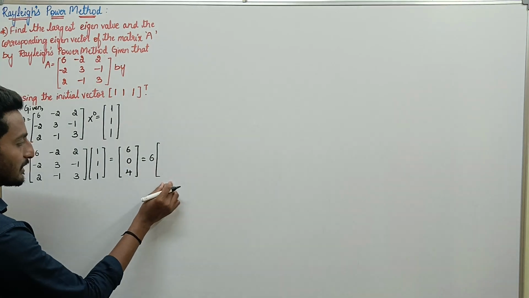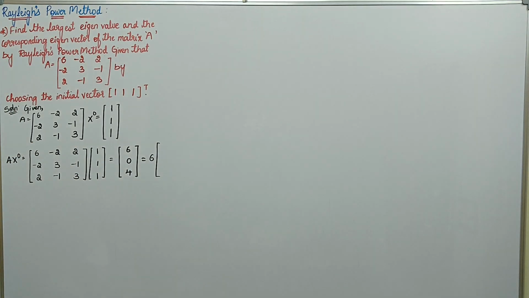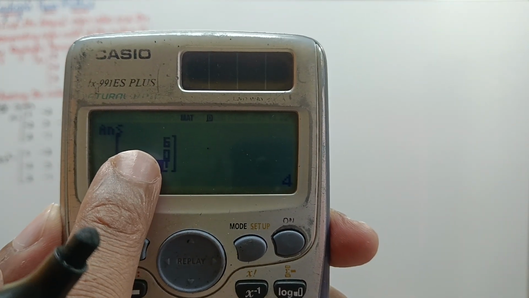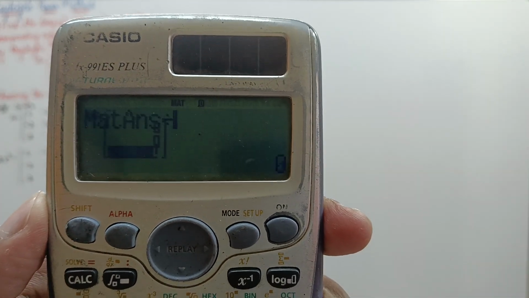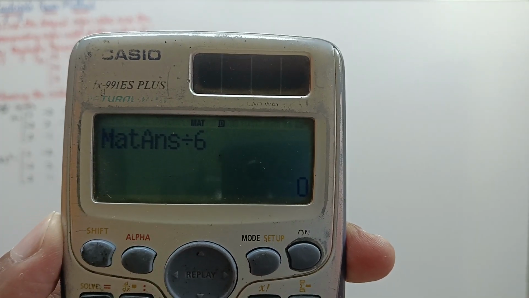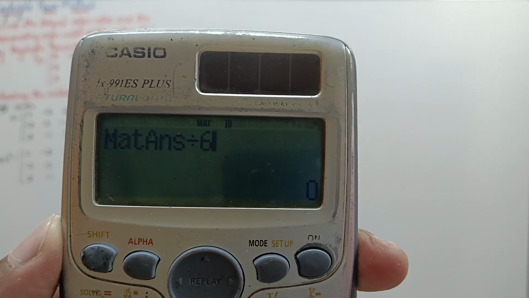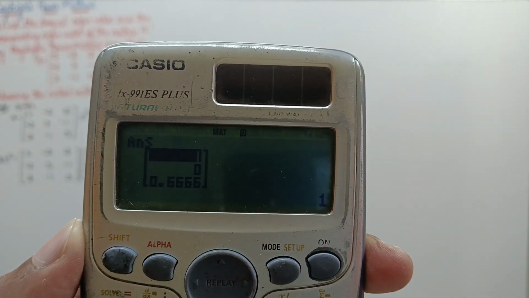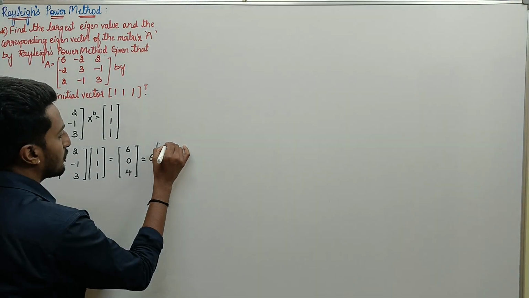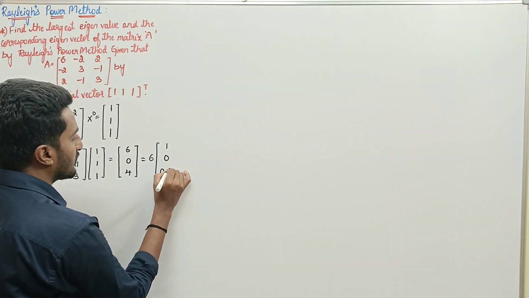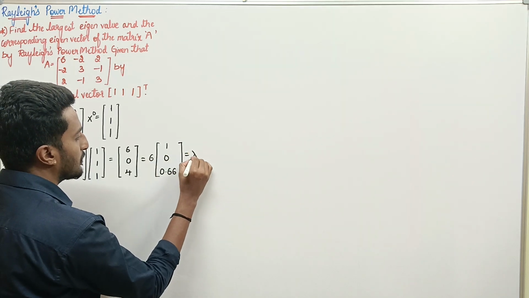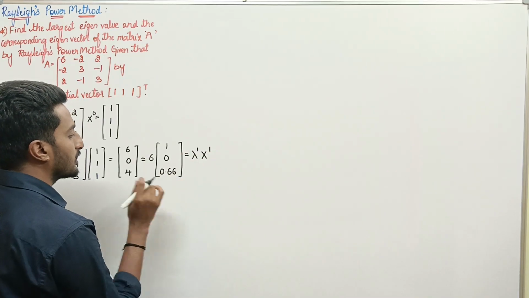How to find the eigenvectors? It is easy. Whatever you have got, 6, 0, 4, just divide by the largest eigenvalue, that is 6. The matrix answer divided by 6, the largest eigenvalue, equals 1, 0, 0.66. Consider only 2 decimal values, it is enough. This we call lambda 1, and this we call the corresponding eigenvector.